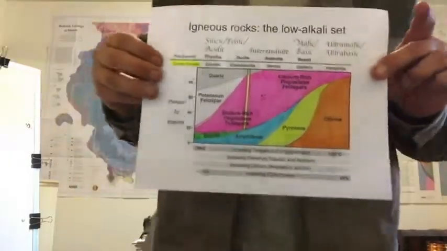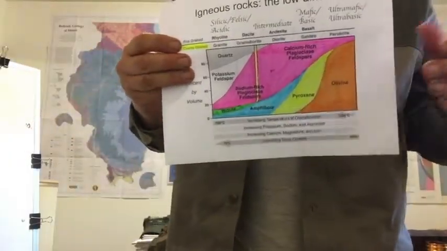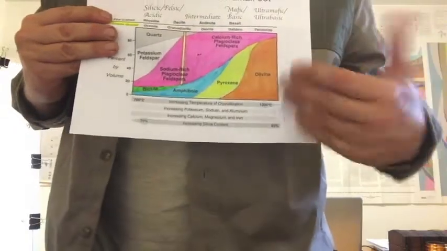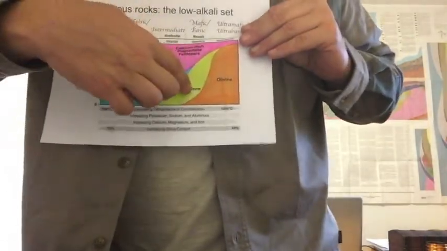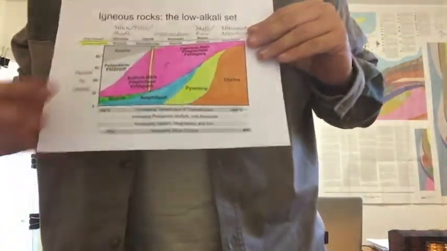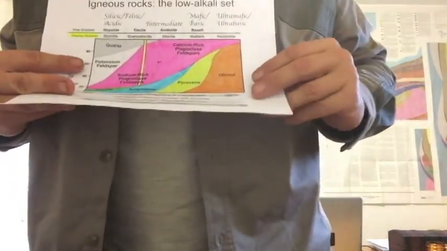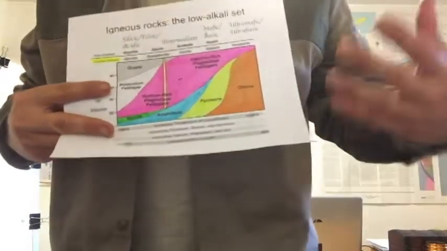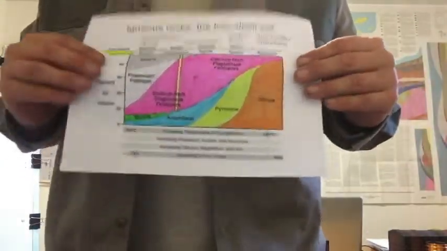Okay, this chart here shows you the progression and the temperatures needed to form certain types of minerals. Now, pyroxene is not an actual mineral. It's a group of minerals. Same thing with amphiboles and biotite, but they're all pretty much very similar. That's why they're grouped here.